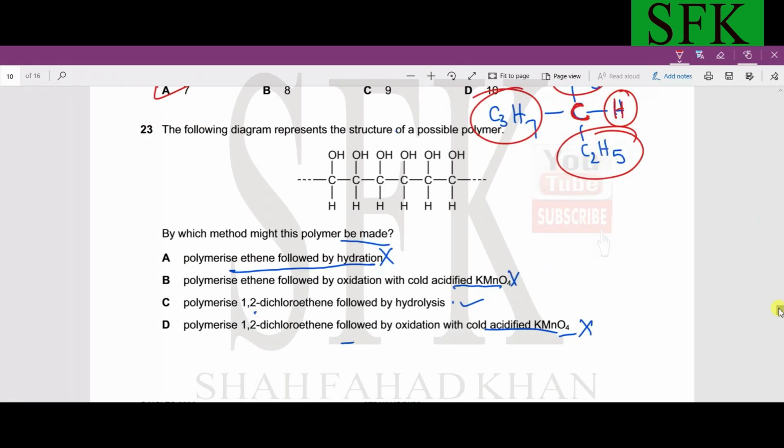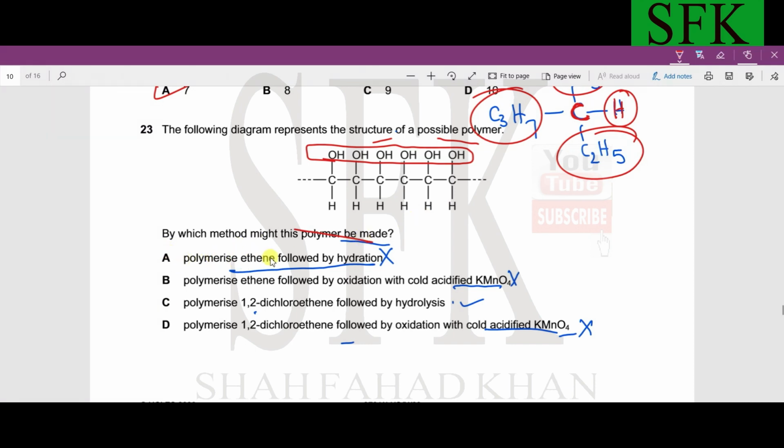Then moving on to the next MCQ, it says that the following diagram represents the structure of a possible polymer. By which method would it be formed? This actually means that there are OH groups in there, and this is a polymer. So let's start checking out each of them.